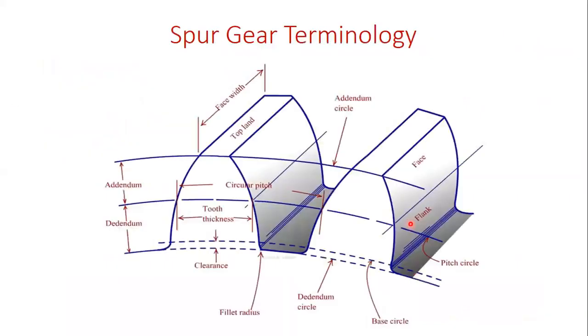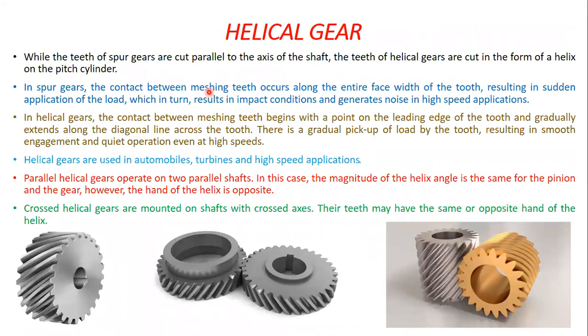Whereas when you take the teeth of the helical gears, the teeth are cut in the form of the helix. That's why the name is given as helical gear. And this helix is done on the pitch cylinder.